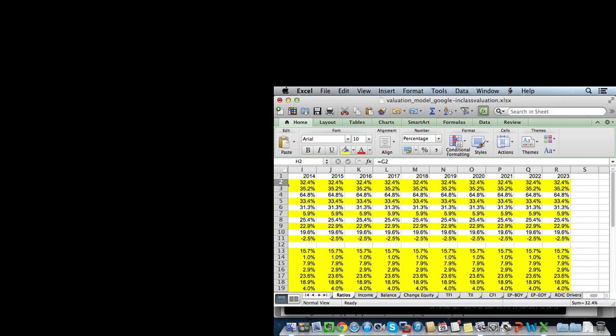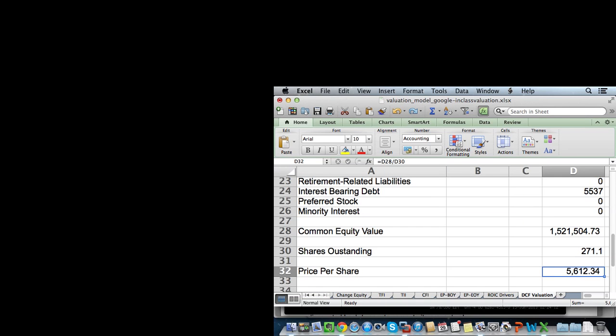But still, they're not going to grow 32% for the next decade. It's not going to happen. Right? I'll take any bet against that. This is optimistic, which is why this optimistic scenario says that they're worth $5,000 a share and they're worth $1.5 trillion of equity. Obviously, that's not what they're going to achieve.